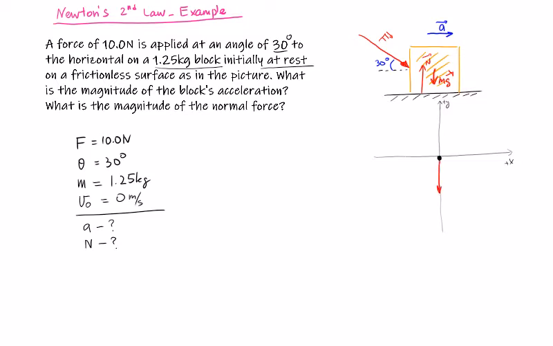So let's put it in our free body diagram. We have an mg downwards. We have the normal force going upwards. And we have the applied force. Remember, we always put the tail of the applied force on the object. It originates from here.